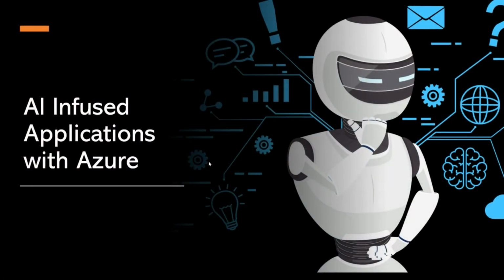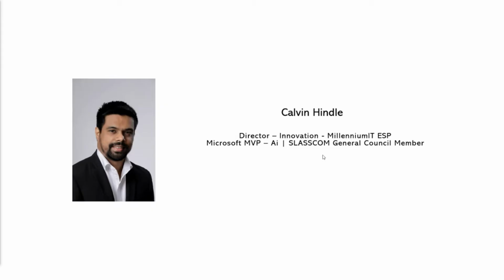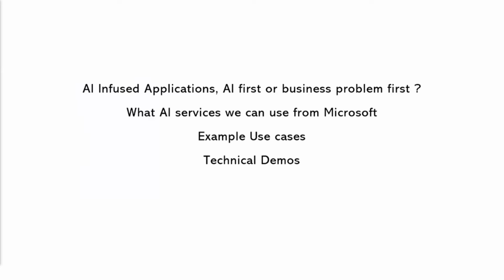Right. So good evening to everyone who is connected today. So we'll be talking about how we can create AI-infused applications with some of the Microsoft AI services which we have out there. I think an introduction is given about myself, so I'm not going to spend time on that. We'll be covering why and when we can use AI services when we want to build applications. We'll talk about what are the AI services which are available from Microsoft, and we'll be talking about some of the example use cases and go through some technical demos and see how easily you can build applications which are infused with some AI capabilities.